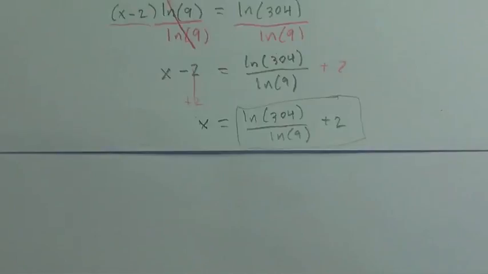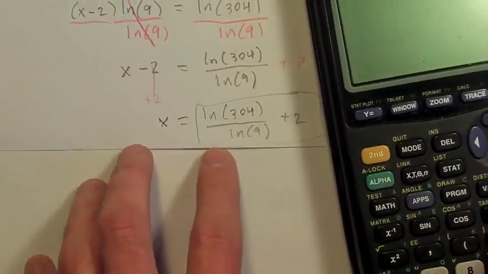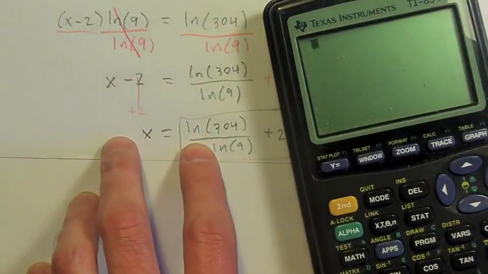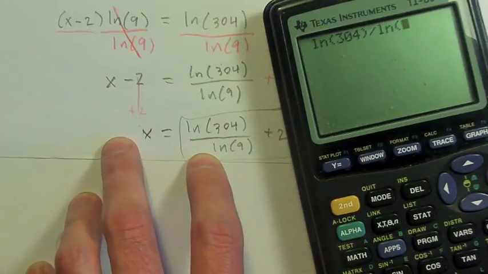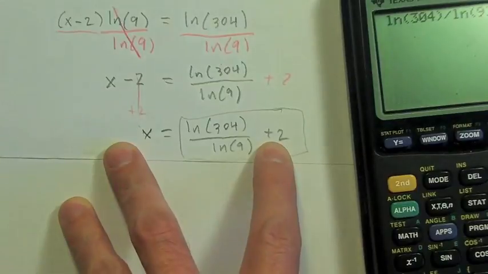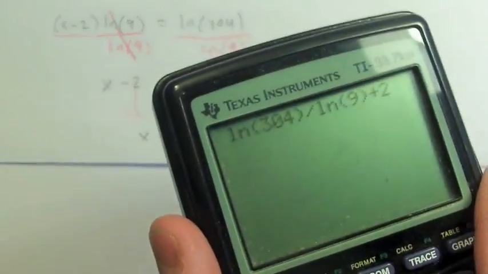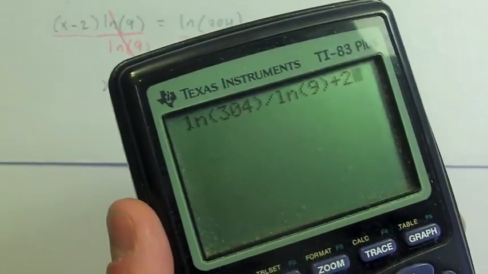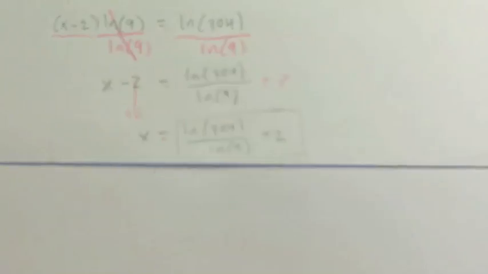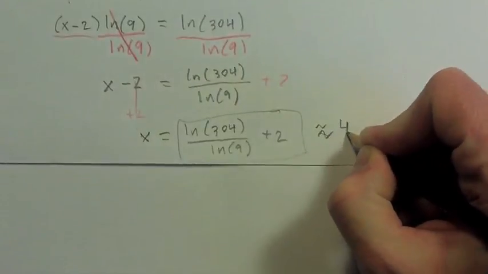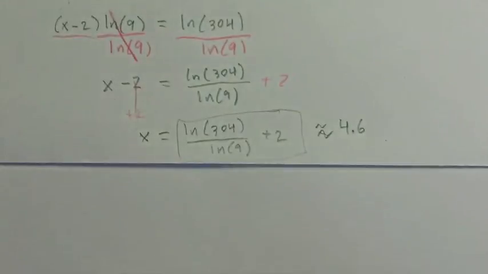If I want to find the decimal approximation, we will just plug this in as we see it. So natural log 304 divided by natural log of 9 plus 2. Notice I closed all my parentheses. See that? I closed it. I was very careful about how I wrote this. And there we go. We get about 0.46, and that's if we're rounding to 2 decimal places.